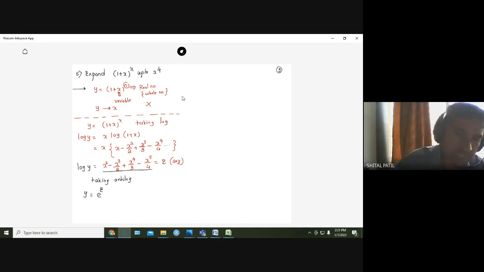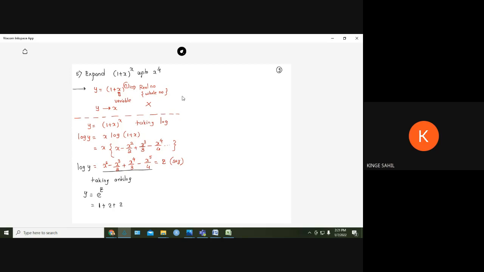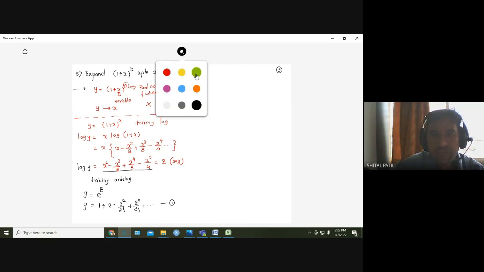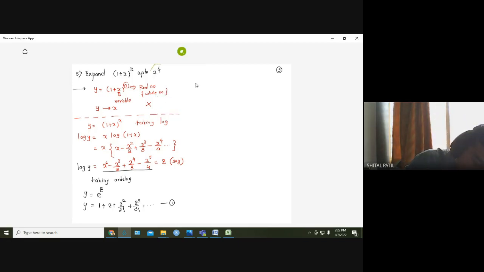Now we know what e raised to z is. What is the expansion of e raised to z? 1 plus z plus z square divided by 2 factorial plus z cube divided by 3 factorial and so on. Now our aim is to get this z, z square, z cube. And while finding this, every time we have to remember that our aim is to find expansion up to x raised to 4 only. Now try to find z, z square. Write them and try to find it.